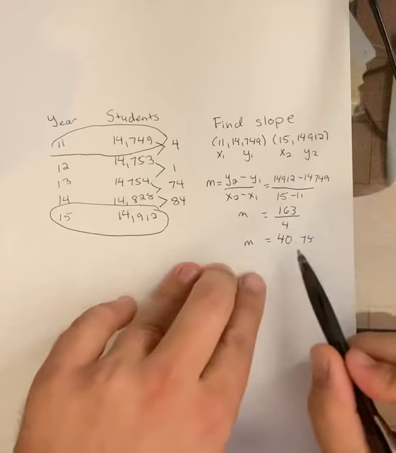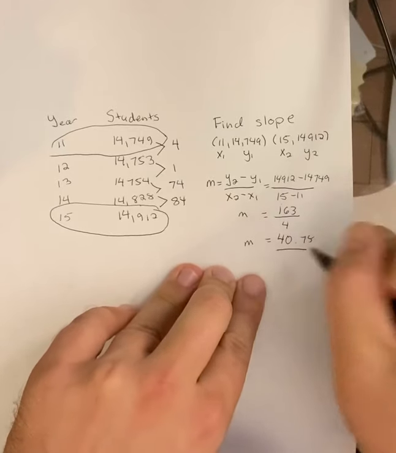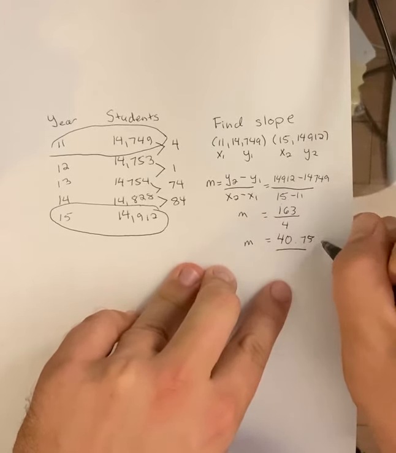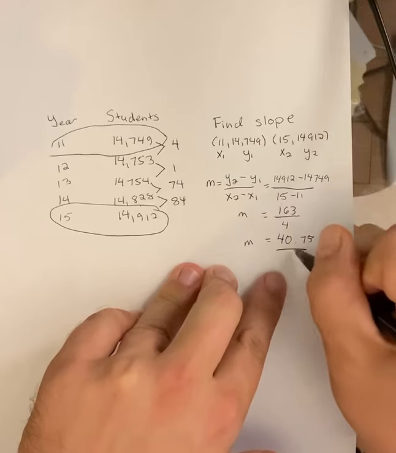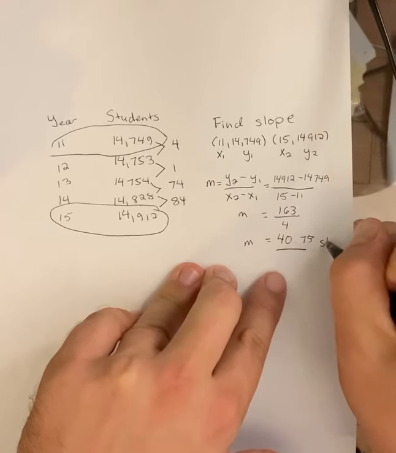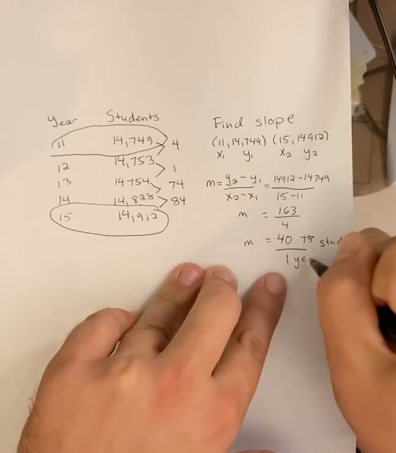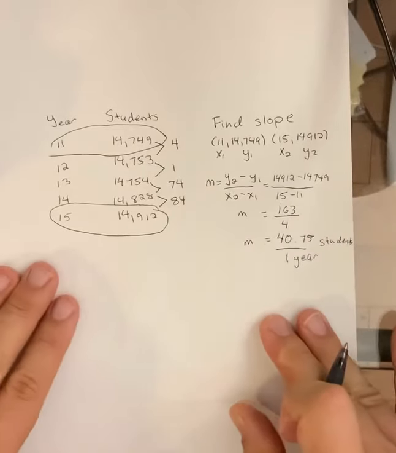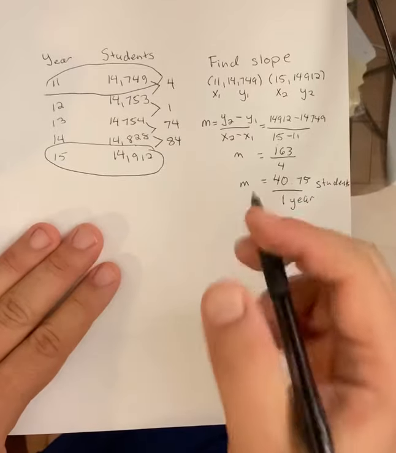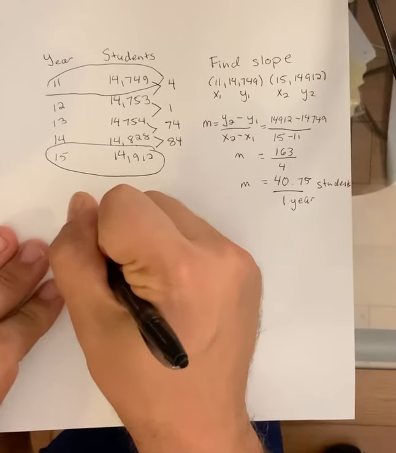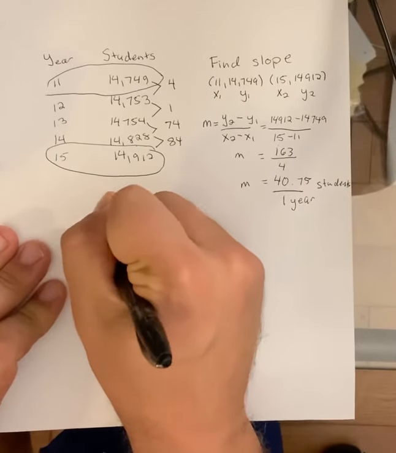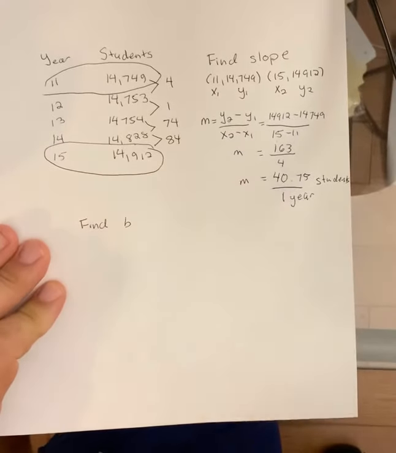So if we were to interpret that, that means we have an increase of 40.75 students per 1 year on average. So now that we found the slope, our second step here is to find the y-intercept, or b.